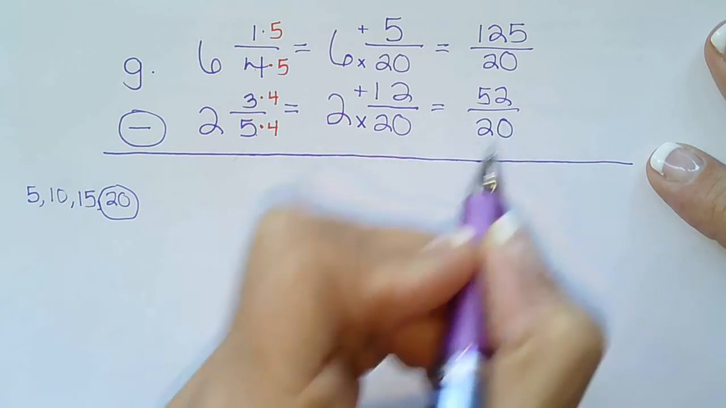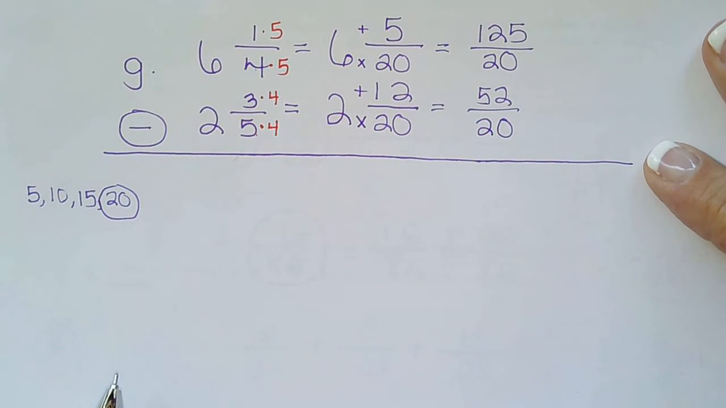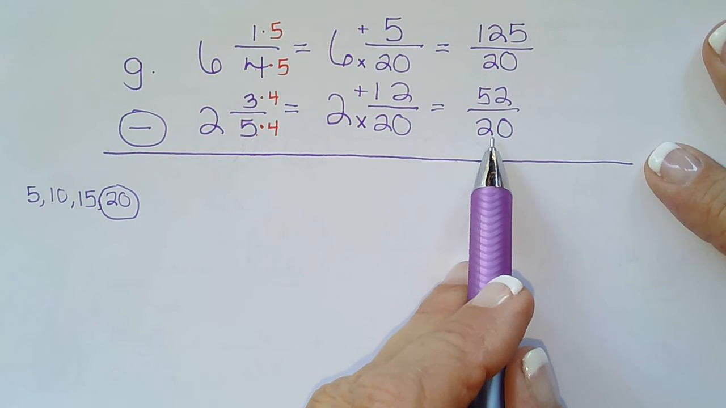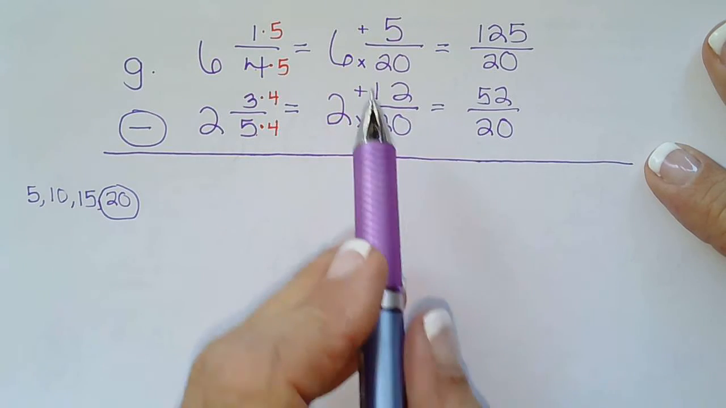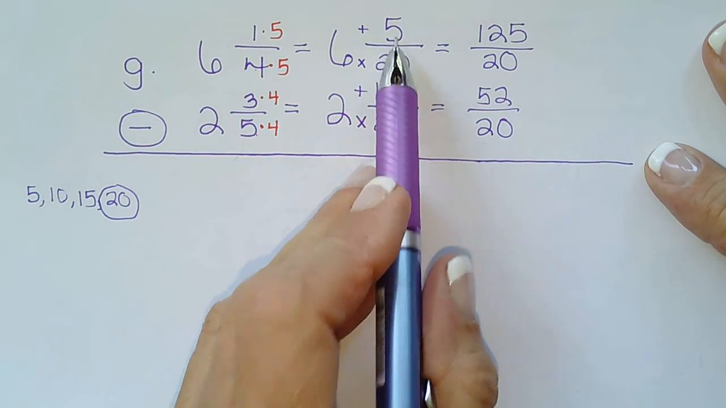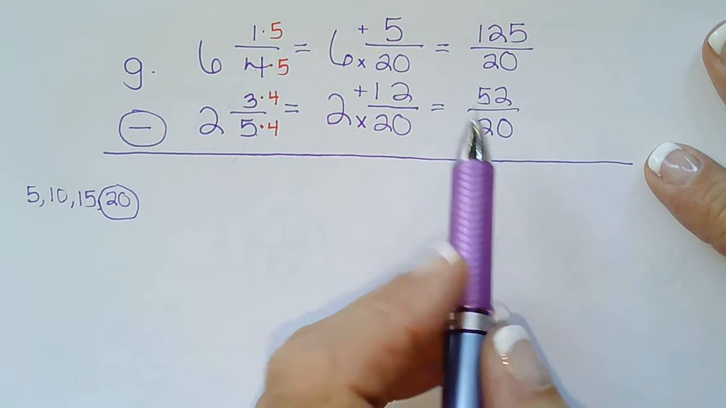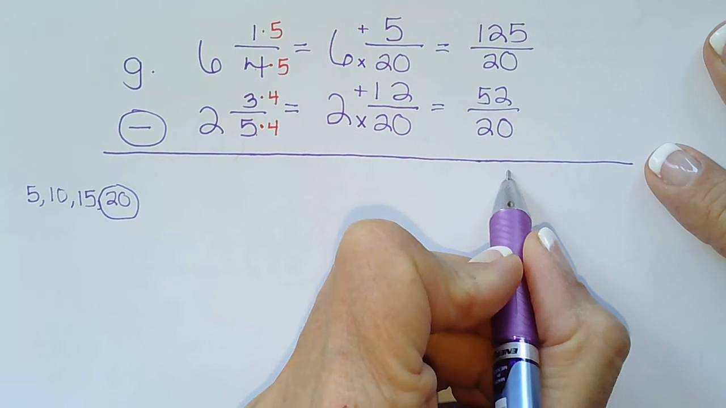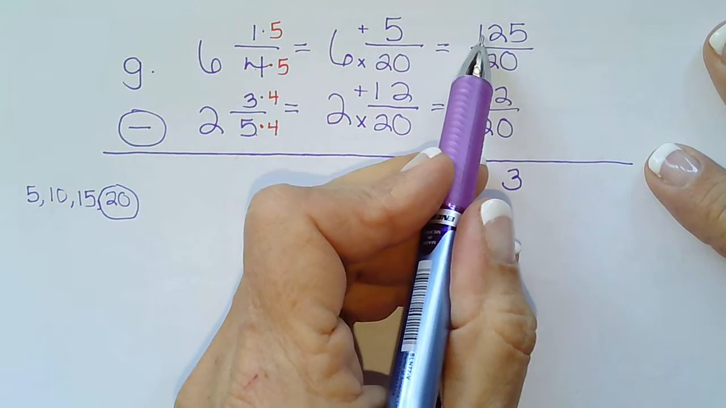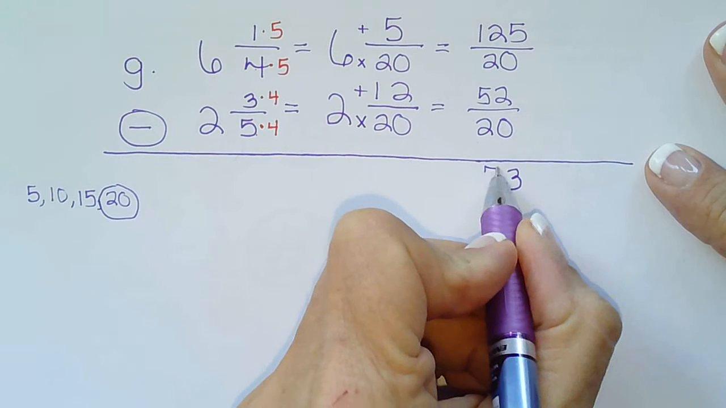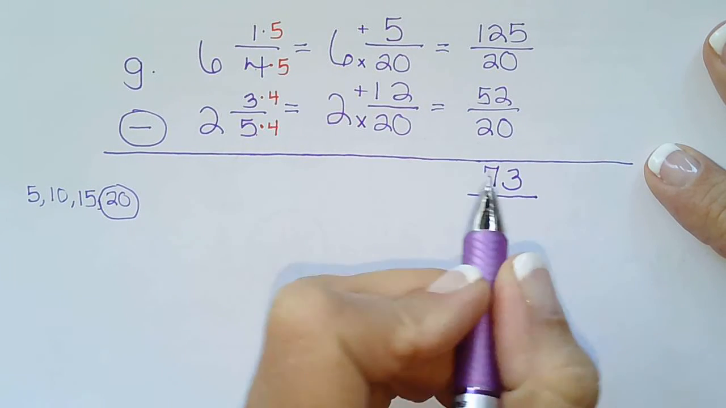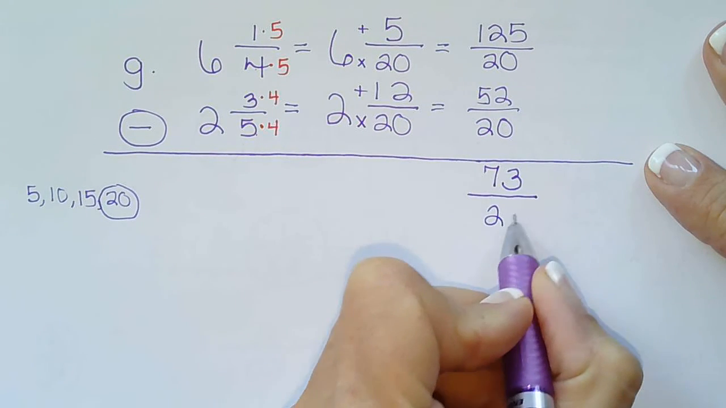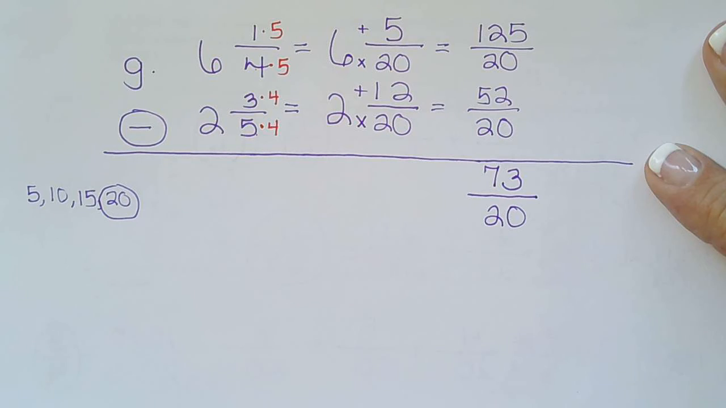So do you see why this is advantageous? Because now it's not a borrowing problem. So that's the only time I make them improper when I'm working the problem, is when I see I can't take 12 away from 5. Then I make them improper. So 5 minus 2 is 3. 12 minus 5 is 7. So 73 20ths. Was that easy or what?